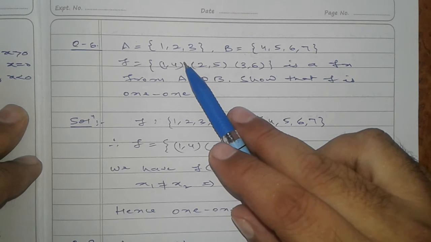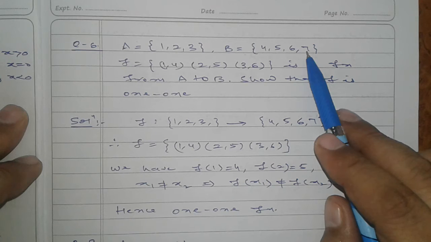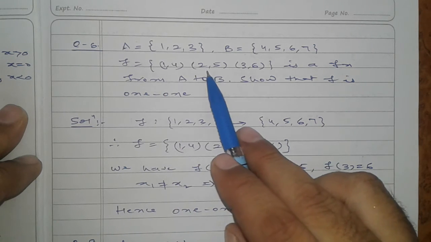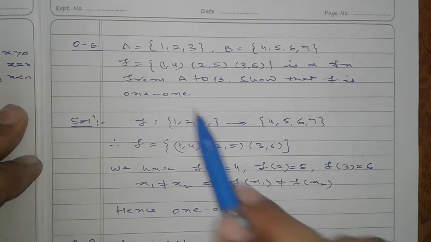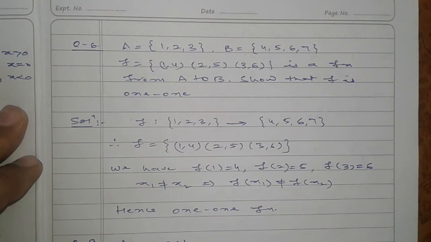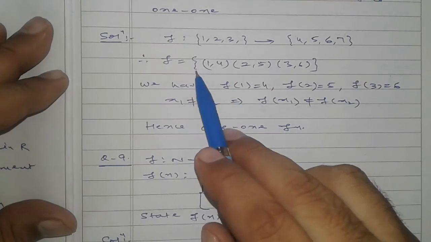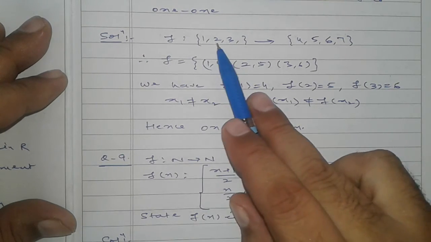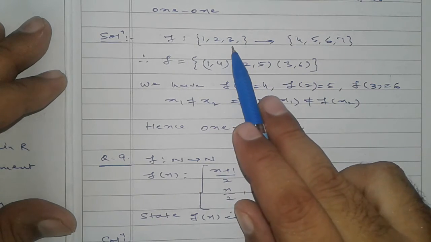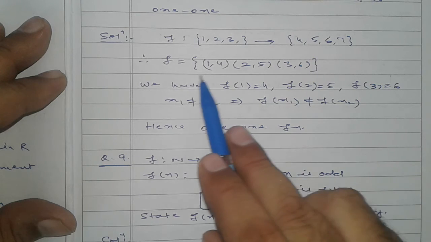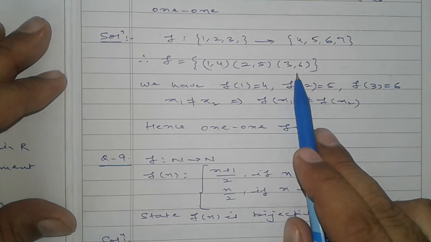Question number 6: let A be {1, 2, 3}, B be {4, 5, 6, 7}, and the function f is {(1,4), (2,5), (3,6)}. It says f is a function from A to B, and show that it is 1-1. To prove it is 1-1, see the solution. f is from {1, 2, 3} towards {4, 5, 6, 7}. f is a function from A to B. Now f is given as (1,4), (2,5), (3,6).